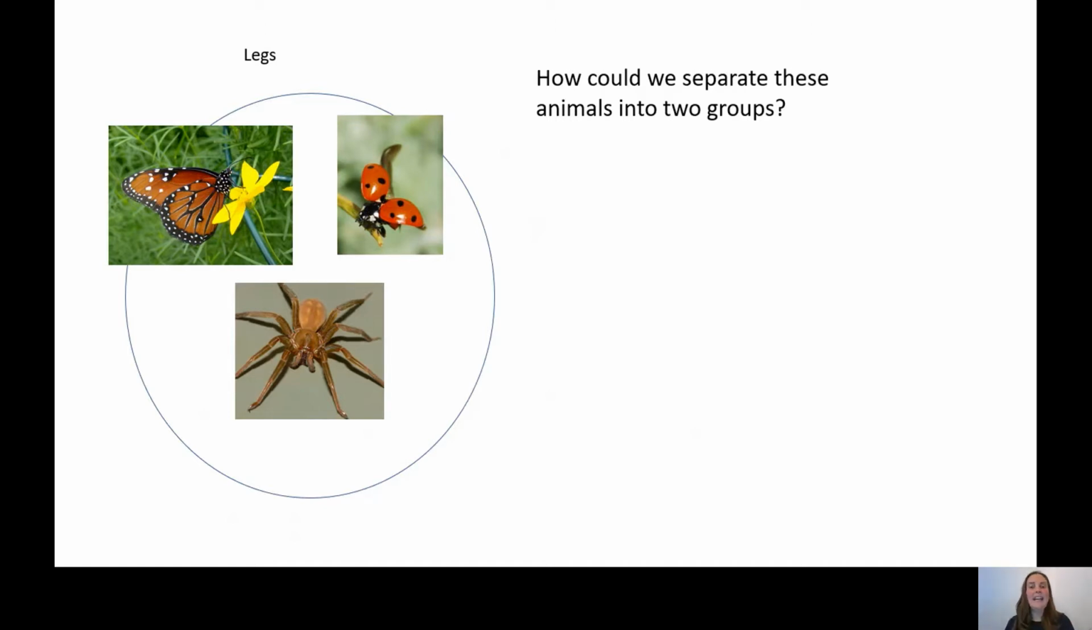Excellent. So we could again ask about legs. We could say the number of legs. Does this animal have 8 legs? Does this animal have 6 legs? We could ask about wings. Does this animal have wings?